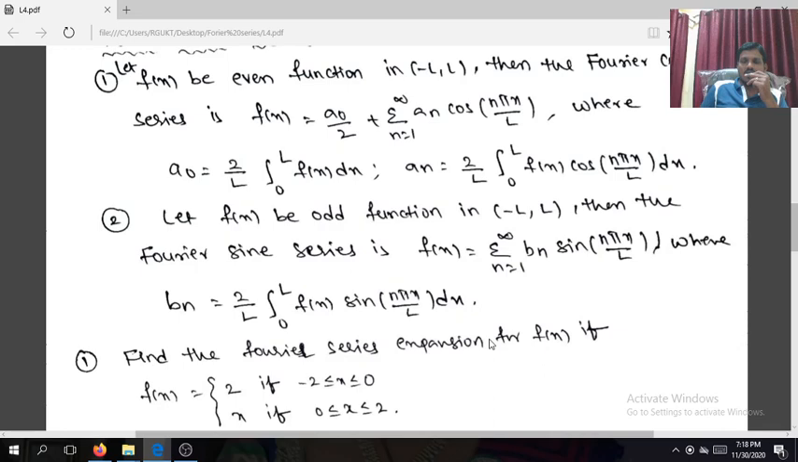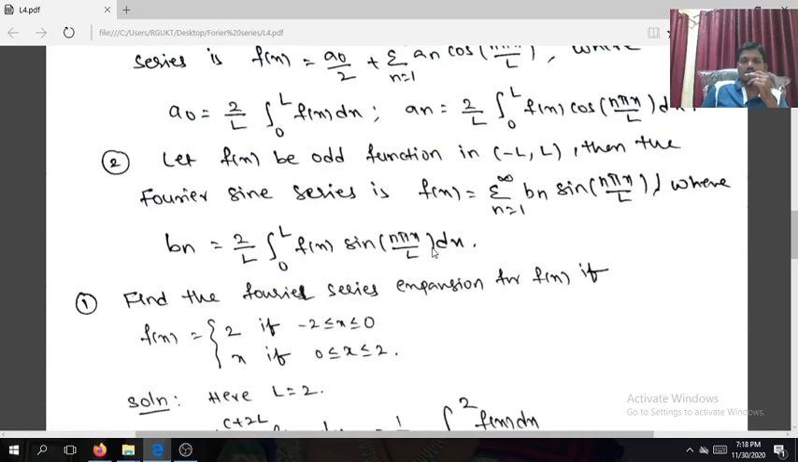Here it is a very easy chapter. If you know the formulas for a naught, a n, b n, you will get the constants and substitute the constants in the expansion. That is the required Fourier series, right? That is the reason I don't want to solve as many problems. I am just trying to do one or two problems. So just please listen.